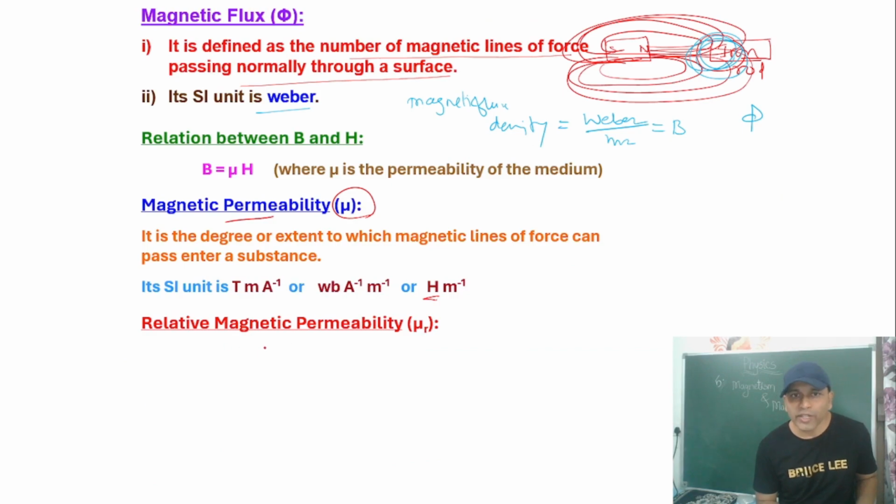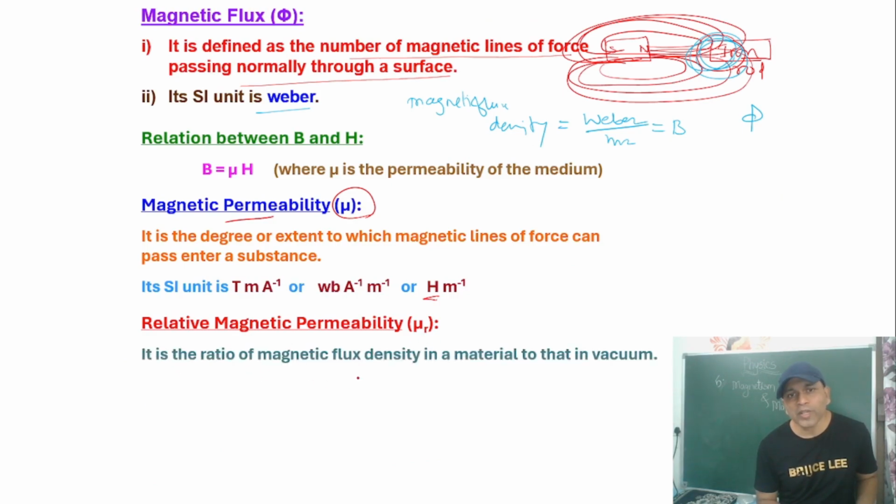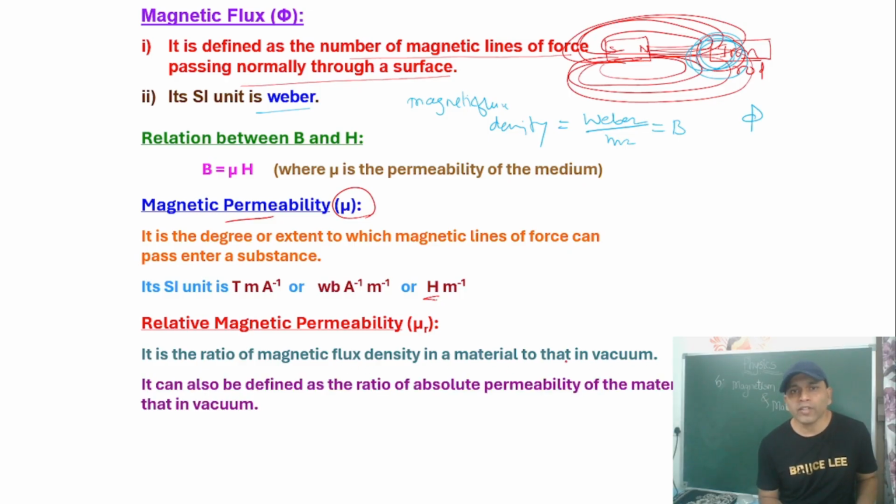So relative magnetic permeability, mu r, is the ratio of magnetic flux density in a material to that in vacuum. It can also be defined as the ratio of absolute permeability of the material to that in vacuum. So mu r is equal to B by B0, or mu r is equal to mu divided by mu 0.